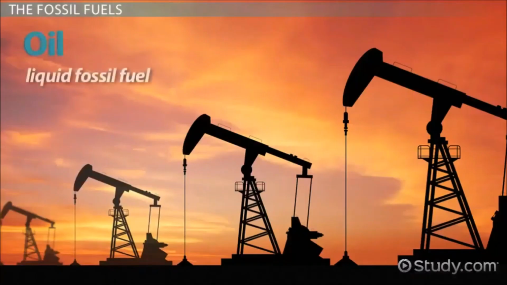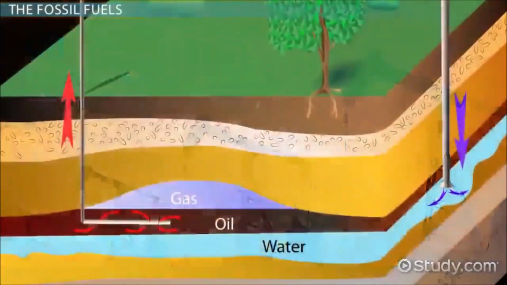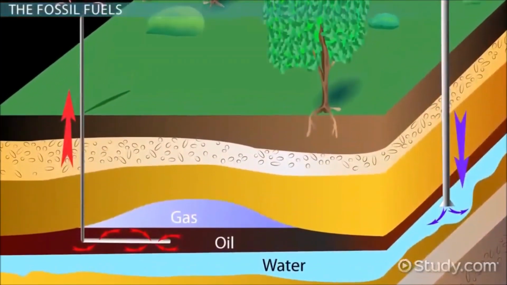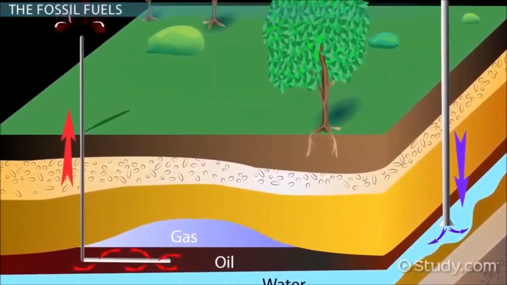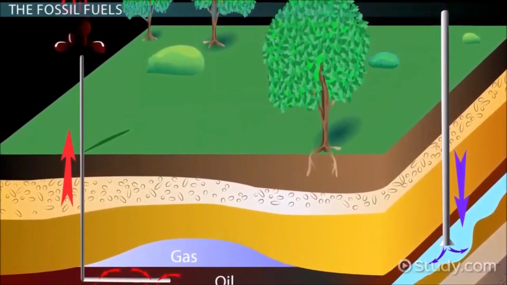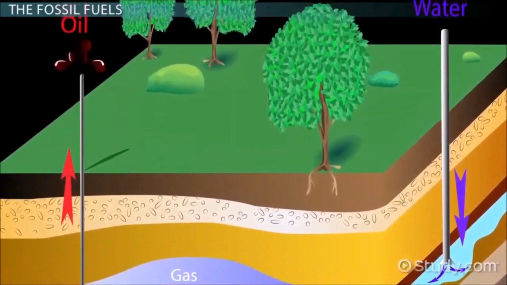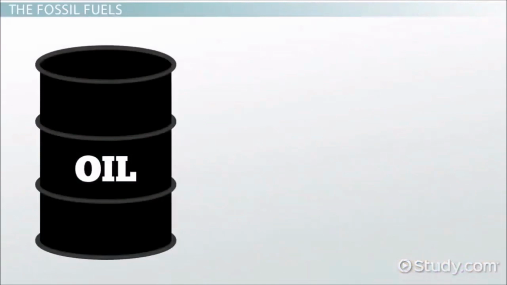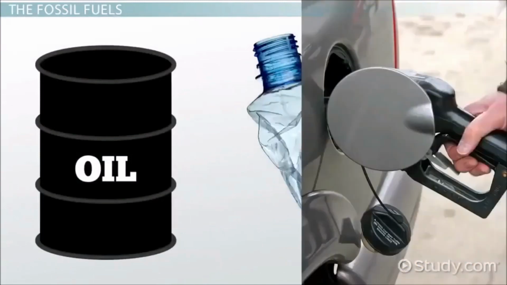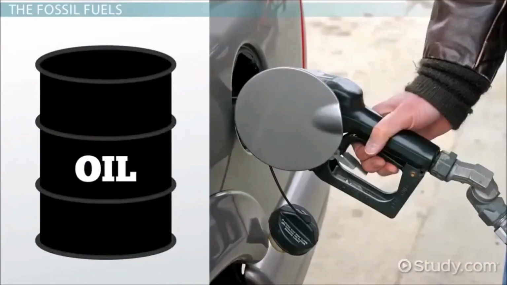Oil is the liquid fossil fuel and is often referred to as petroleum. Oil is found in the substance between rock layers or within rocks themselves. To retrieve the oil, a well is dug and the oil is pumped up to the surface. Oil is used for everything from heating fuel to making plastic to the gasoline we put in our cars.